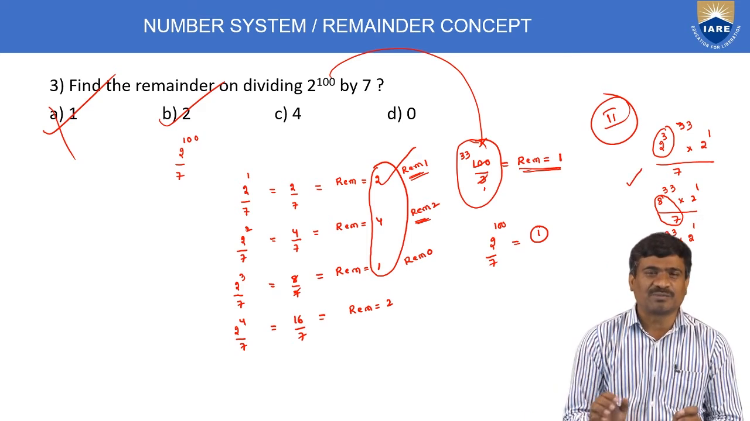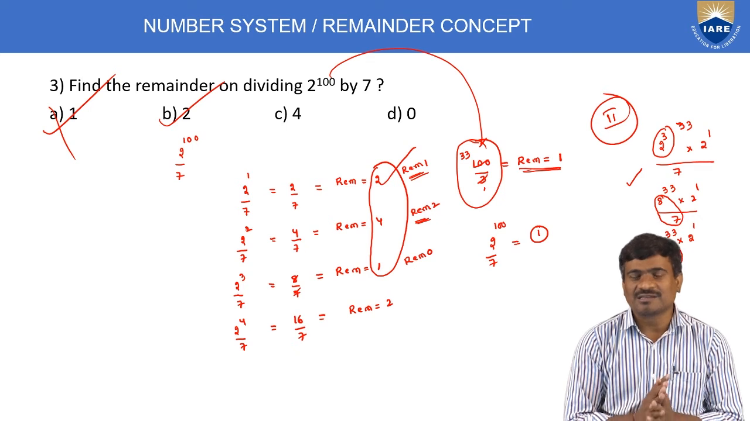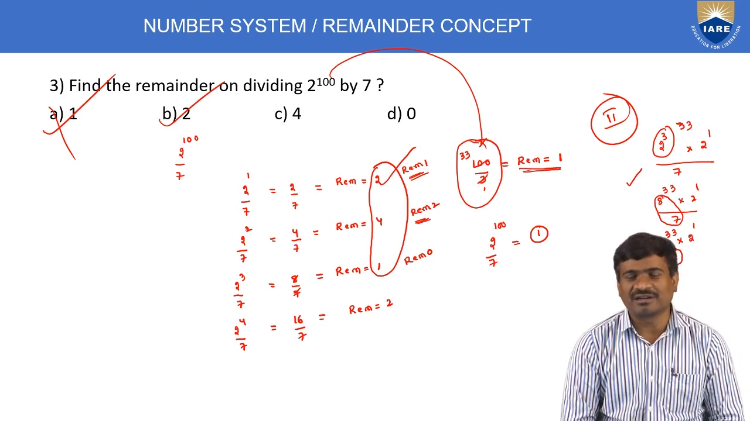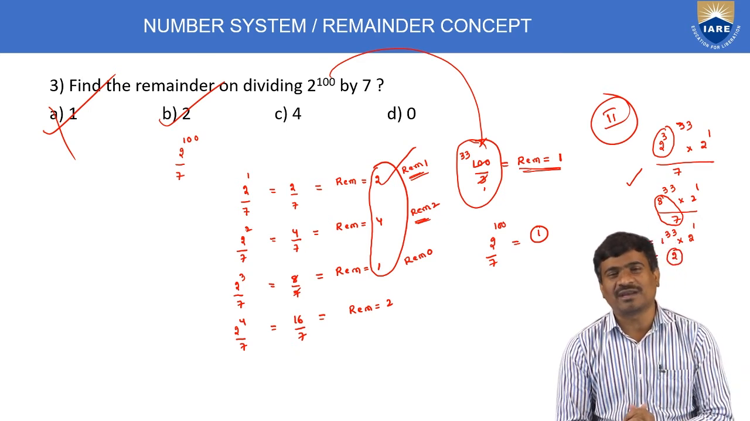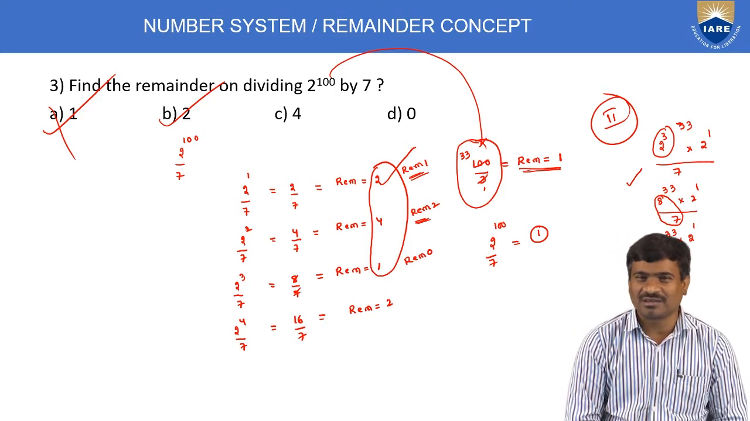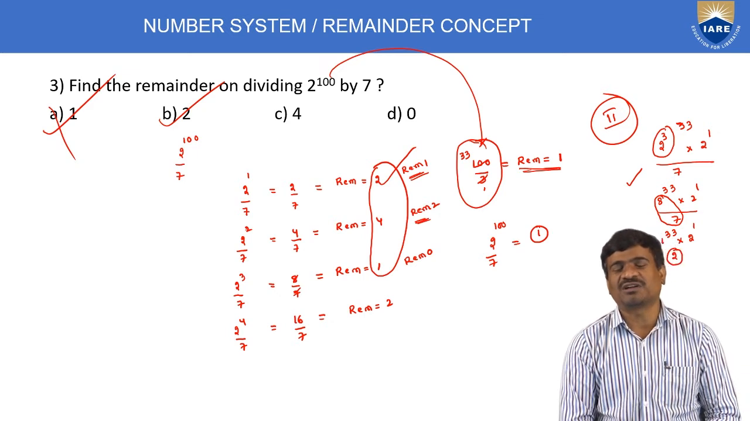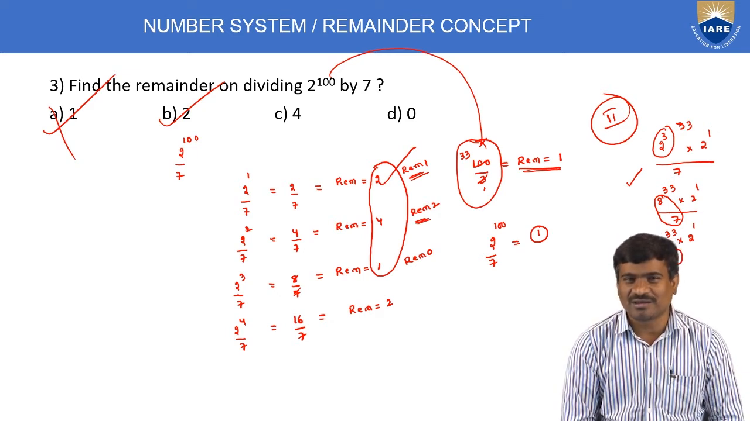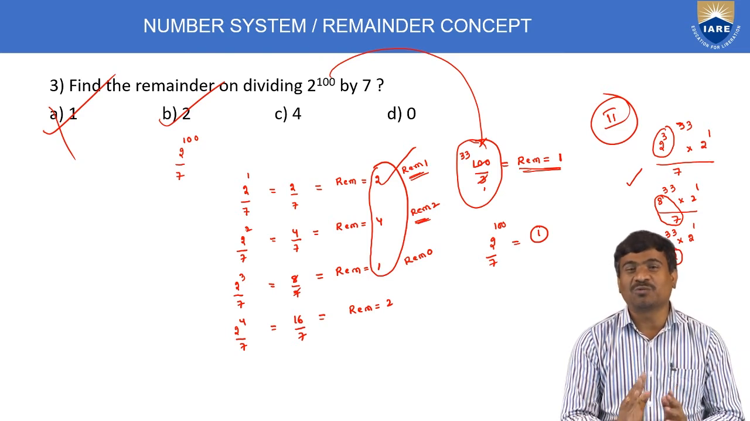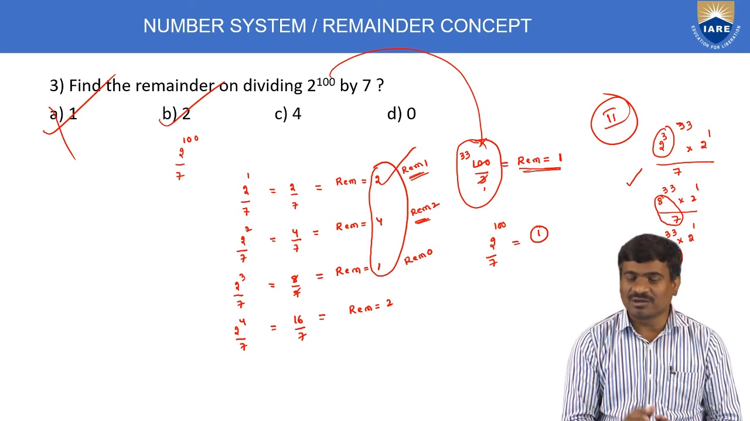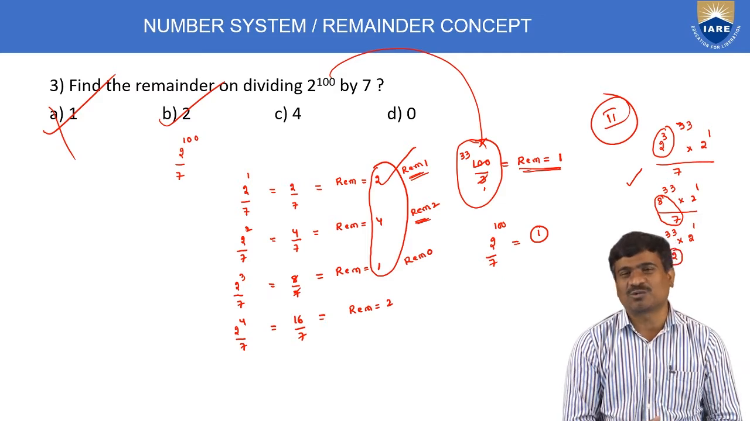That was the first method, cyclicity. Second method: convert the numerator into a number near to the denominator. 2 to the power of 100 is also written as 8 to the power of 33 into 2 to the power of 1. Using the numerator and denominator, that value converts into a 1. Next, 1 to the power of any number is equal to 1.